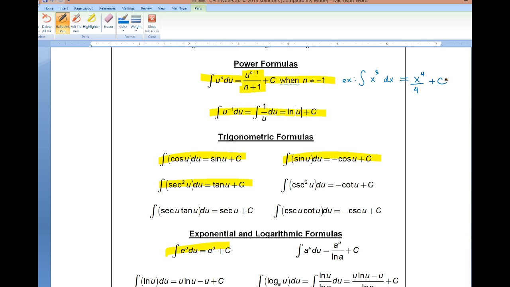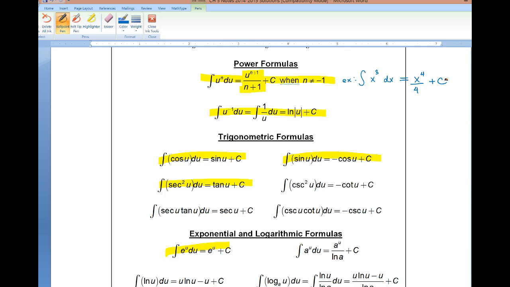There's a really easy way to check your answers with antiderivatives. Just do the derivative. If you do the derivative of this, you should get back what you started with in the integrand. If I move the 4 to the front, the 4's cancel, and I get x to the 3rd, and the C goes away.